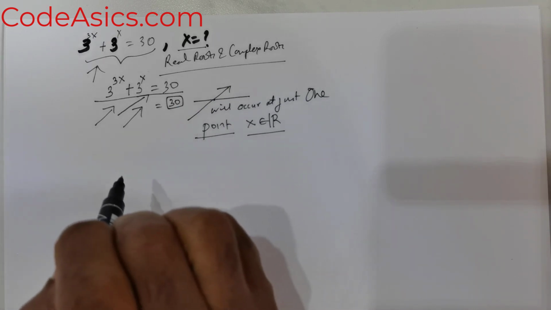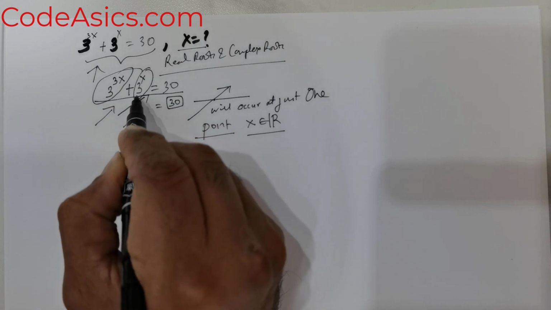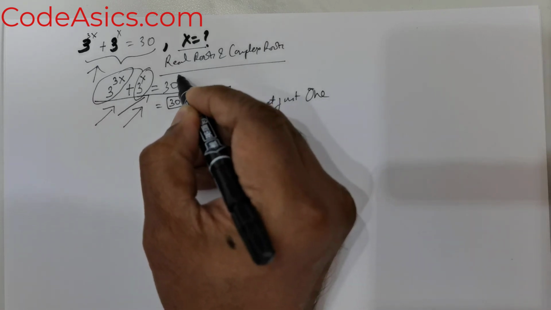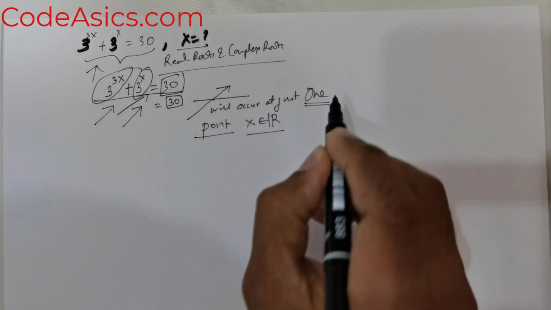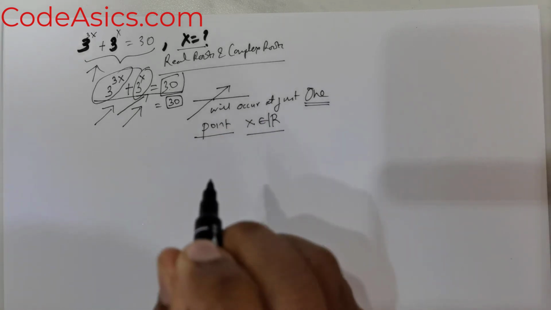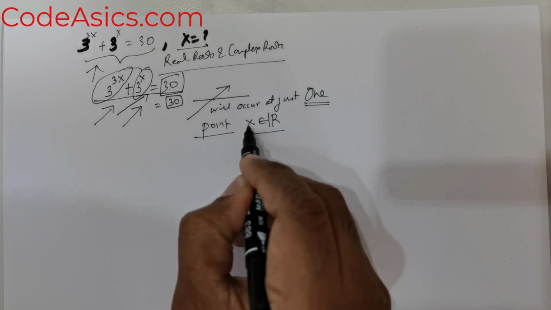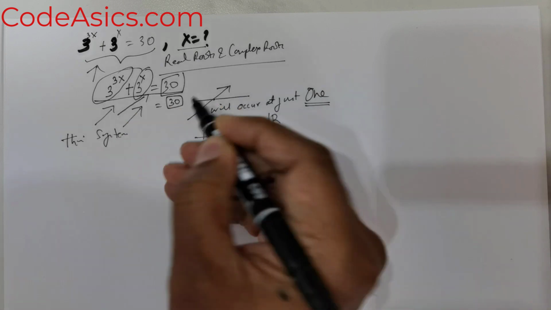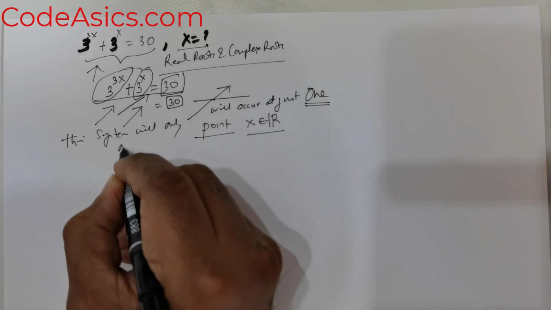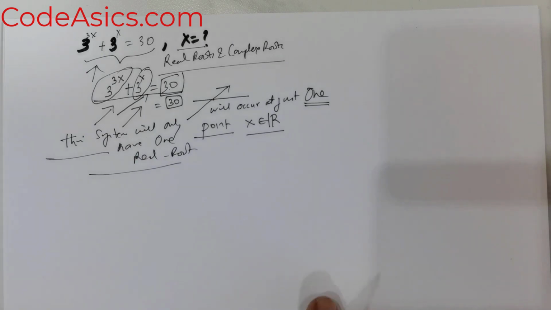Why do I say that with confidence? For the simple reason that I have an increasing function coupled together with another increasing function, and these two functions have to intersect at the value 30, and that is only going to be possible at one particular point. That is the reason I am saying with confidence that there will only be one real root for this particular system. So I can just state that this equation will only have one real root. That's it. Nothing more than that.